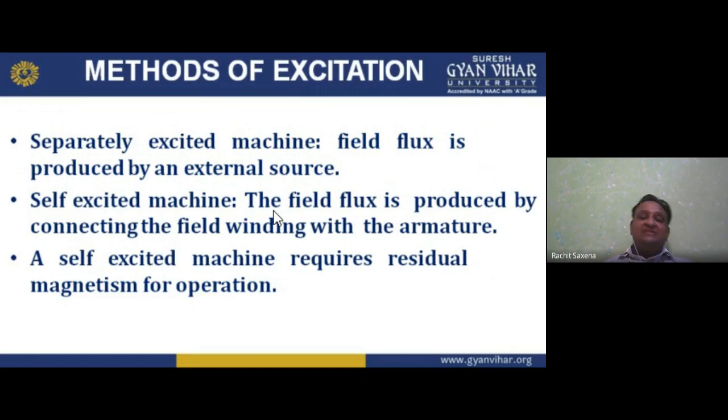Now, the self-excited machine. In self-excited machines, the field flux is produced by connecting the field winding with the armature. Directly, or basically while manufacturing this type of machine, we connect the field winding with the armature in the form of series, or in the form of parallel, or in the form of combined, long and short shunt both, cumulatively, and so on. These are the types.